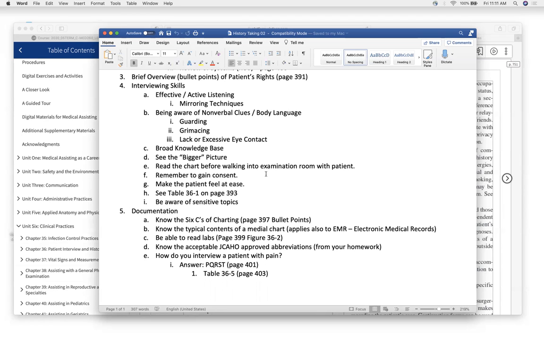Read the chart before going in. Remember to gain consent. Hi, good morning, Mr. Smith. My name is Nelson. I'm your medical assistant this morning. Is it okay if I talk to you and ask you a couple of questions? It's for the doctor so that the doctor can prepare your management better, right?